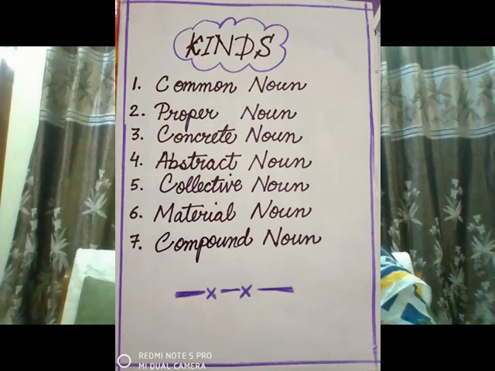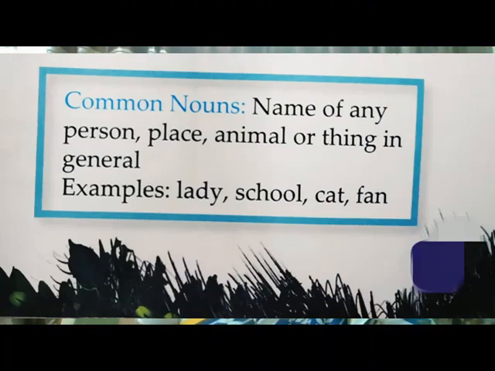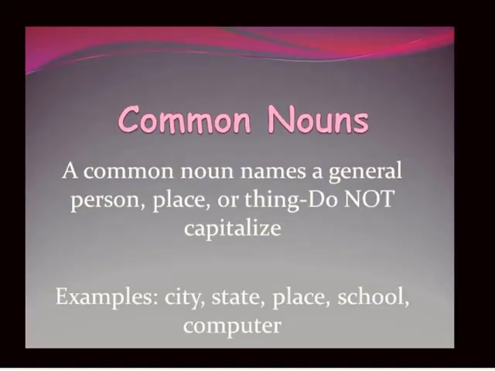Now we shall begin with the first kind, that is a common noun. You already know about a common noun. You have already learned it in your previous classes. So a common noun is a general name given to a person, a place, an animal, or a thing. It is not a specific name. It is not a special name. It is just a common or a general name.